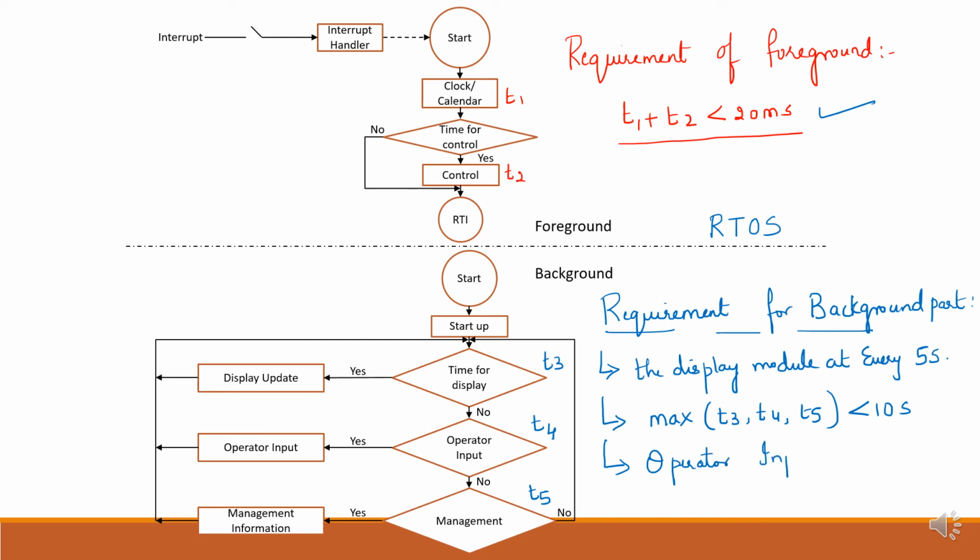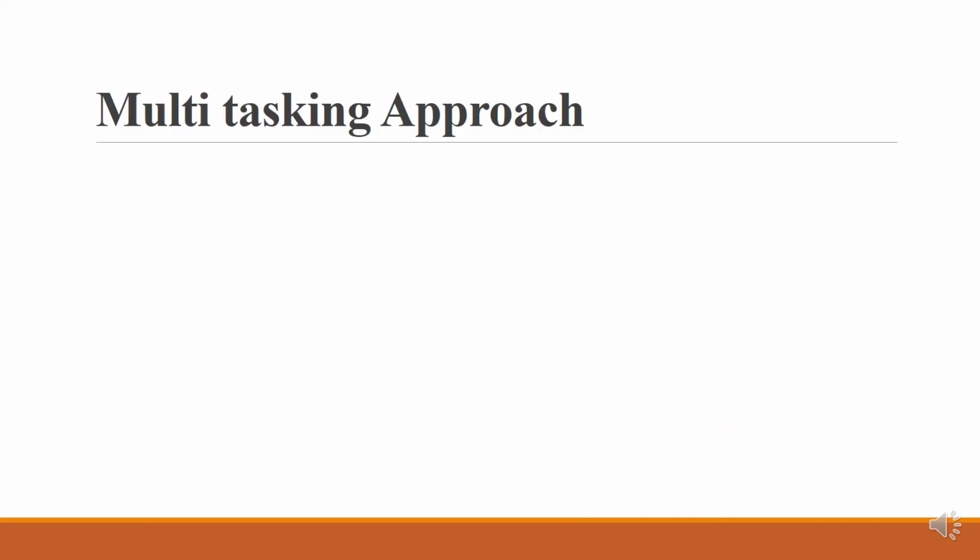Operator input response in less than 10 seconds. Like this we can write our own timing constraints. So here we can see that in the background the timing constraints are much more relaxed compared to the foreground tasks. Next we have to see what are the various steps we need to take care of in case of the multitasking approach.